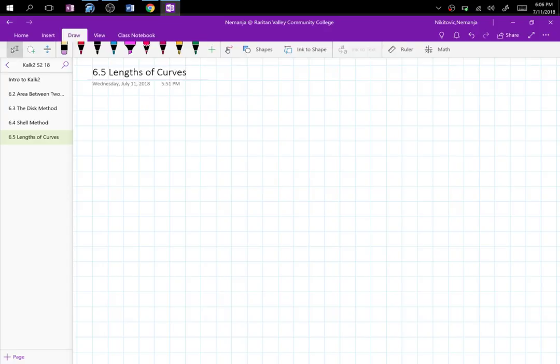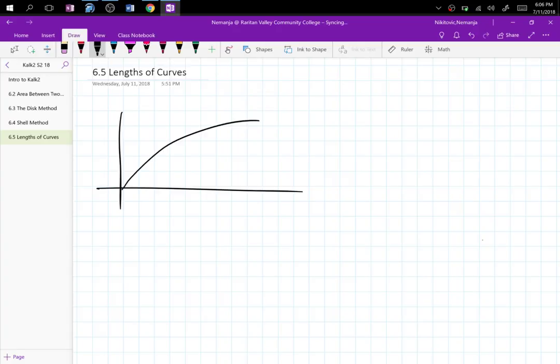Now, how does this work? Why does it work? Let's see. So now what I'm going to do here is I'm going to have some random function, turned out to be square root of x, but whatever. And I'm going to say, let's calculate between a and b. So I'm going to have a representative rectangle delta x. It's a little bit wide, but that's okay.